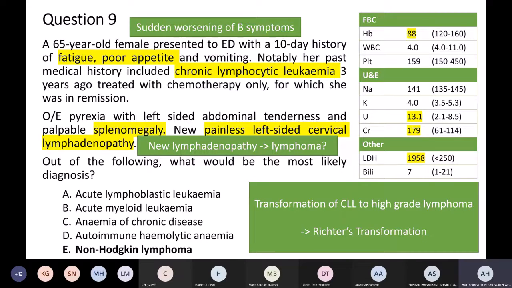The aggressive form of lymphoma, of course, comes from the lymphocytes, the B cells. It could be something like a diffuse large B cell lymphoma or other types, of course, but usually it's a non-Hodgkin lymphoma, and it's something that we always need to look out for. It's quite rare in real life, the Richter's transformation, but it's definitely common in MCQs.